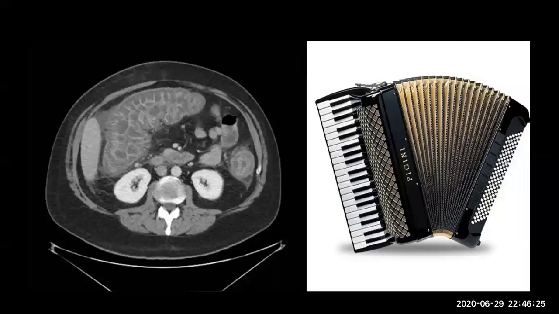What is inside here? This is the wall, hypodense wall. And what is enhancing with contrast here? This is the stratification of the wall: enhancing of the mucosa, hypodense submucosa, and enhancing muscularis propria. The sign is the accumulation of contrast between the folds.